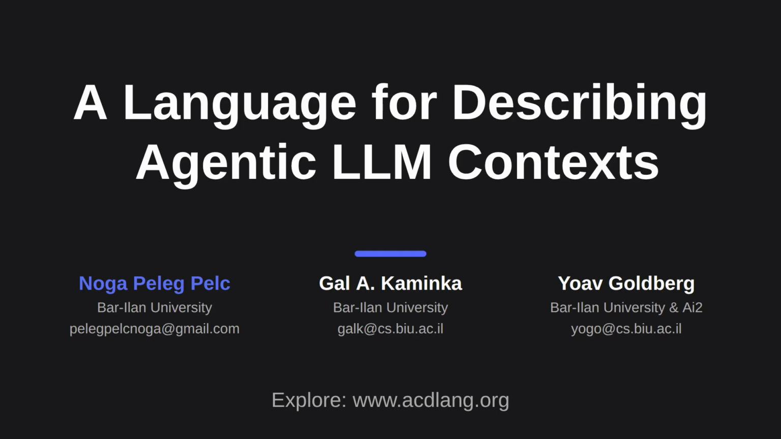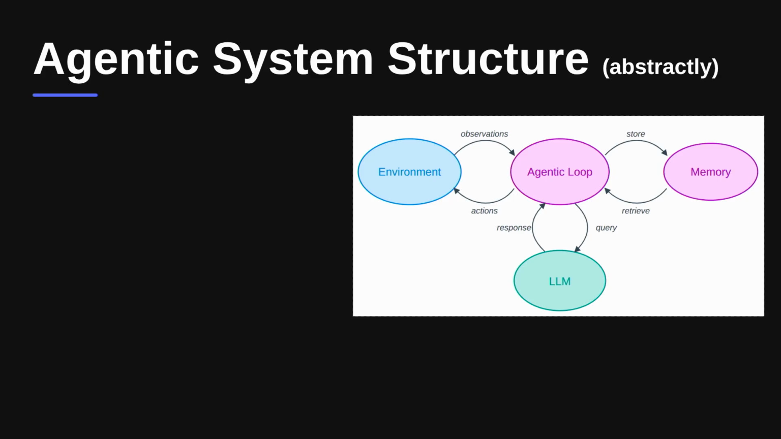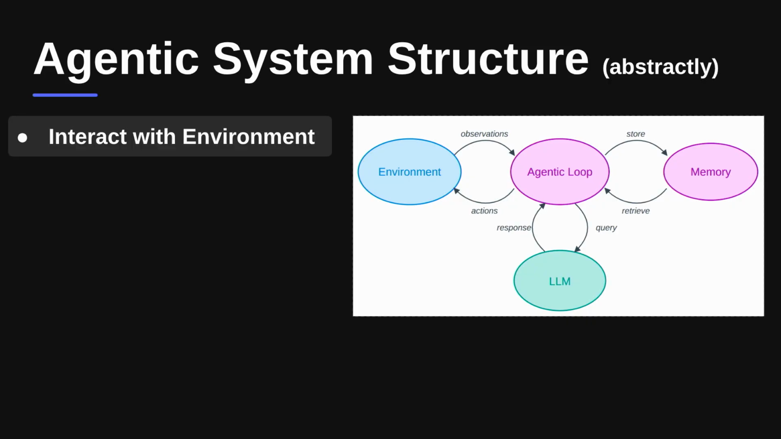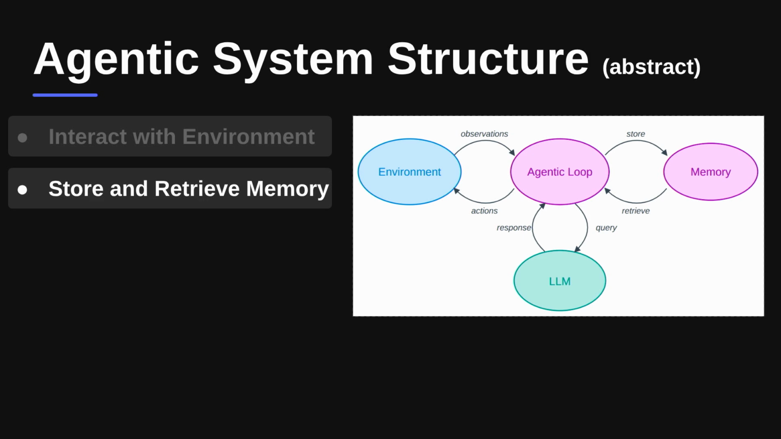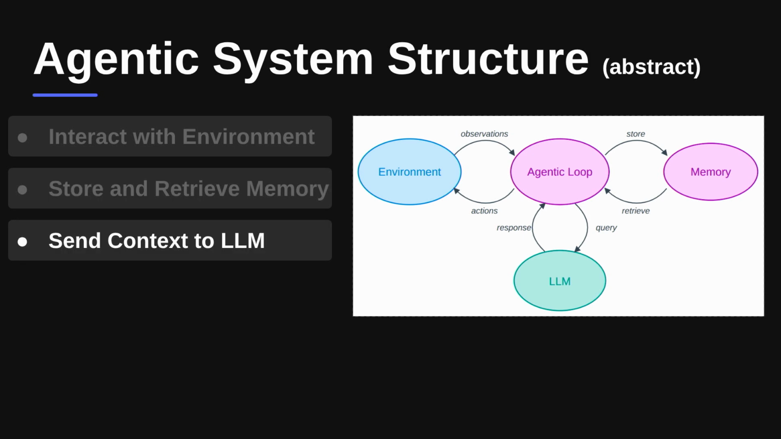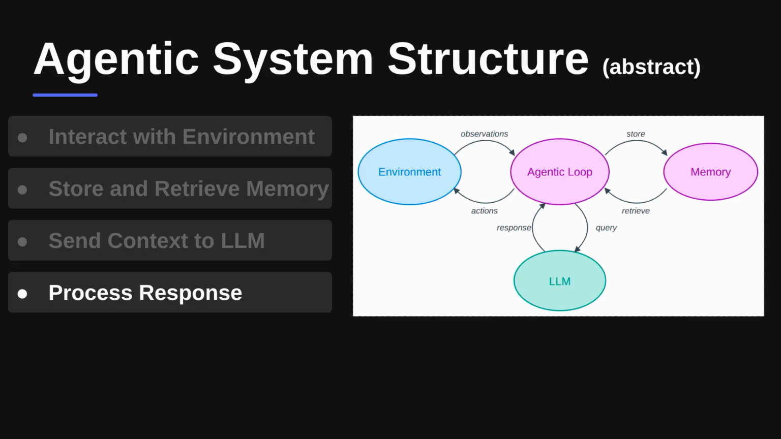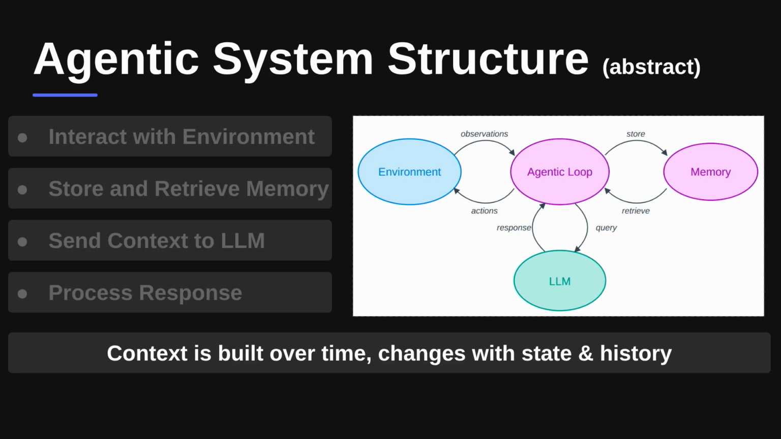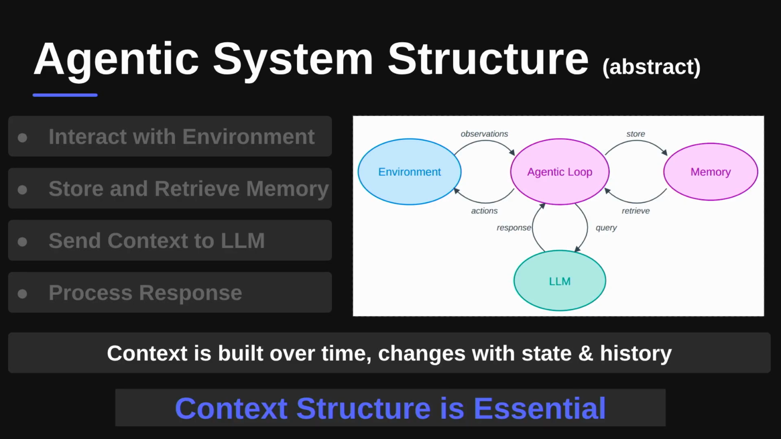I'm from Ilan University, and today I'm going to talk to you about ACDL, which is a language for describing agentic LLM context. So an agentic system abstractly is made up of an agentic loop that interacts with an environment, stores and retrieves values from memory, and then takes these values and builds a context to send to an LLM, and then processes the response from it. Context is built over time, and it may change based on the system state and the conversation history. Context structure is essential for how we build agent systems, and today we're going to talk about how we describe it.